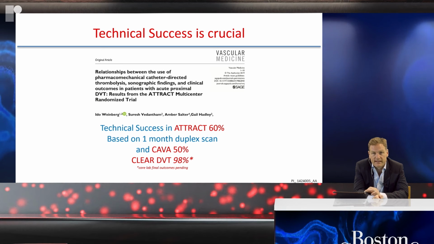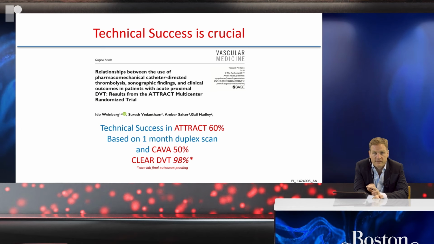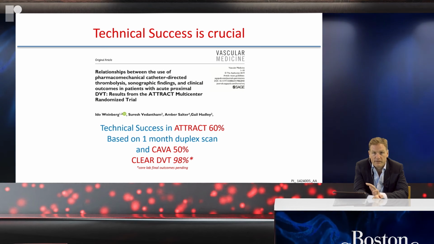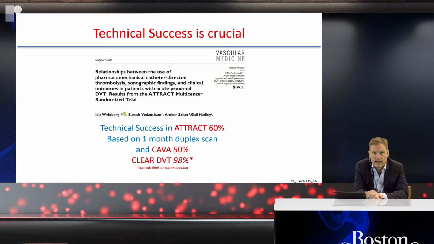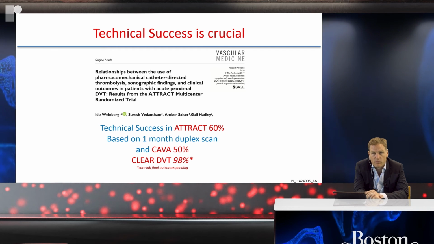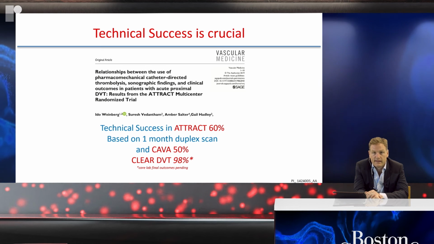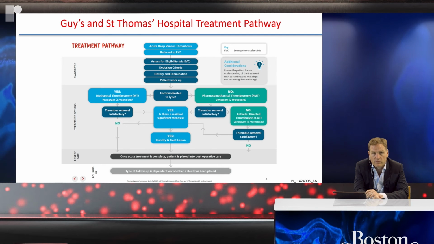The technical success, in other words, an open vein in the treatment arm of the studies was only 60% in ATRACT. That means that 40% of patients had occluded veins at 1 month following the treatment in the cohort of patients that had duplex. The vast majority of patients weren't even checked after the initial procedure. In CAVA, this was even worse at 50%, while in CLEAR DVT, we had a technical success rate of 98%, and that translates directly into improved patient outcomes. So how you deliver treatment is really, really important.